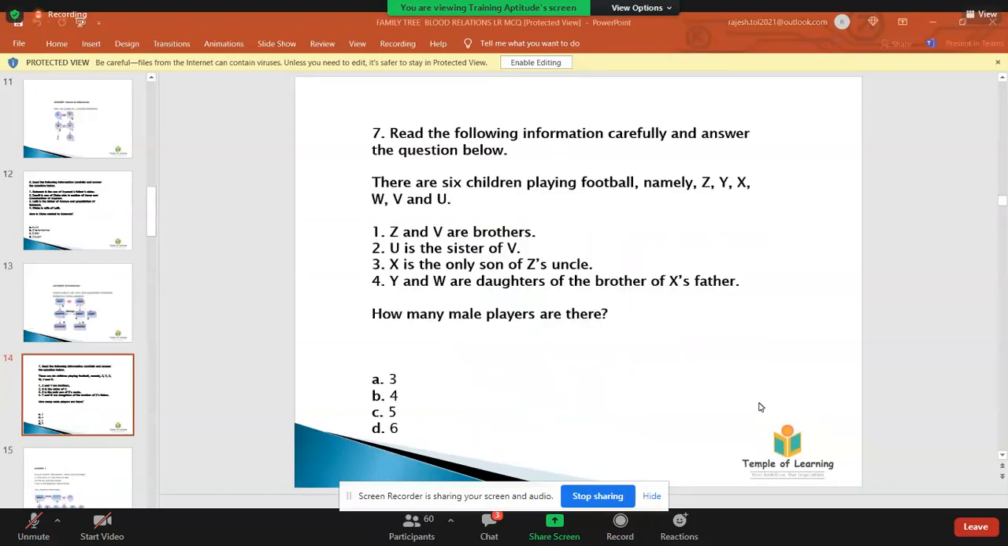Interesting question. How many male players are there? Even if you draw it, fine. 6 kids are there. How many male players are there?